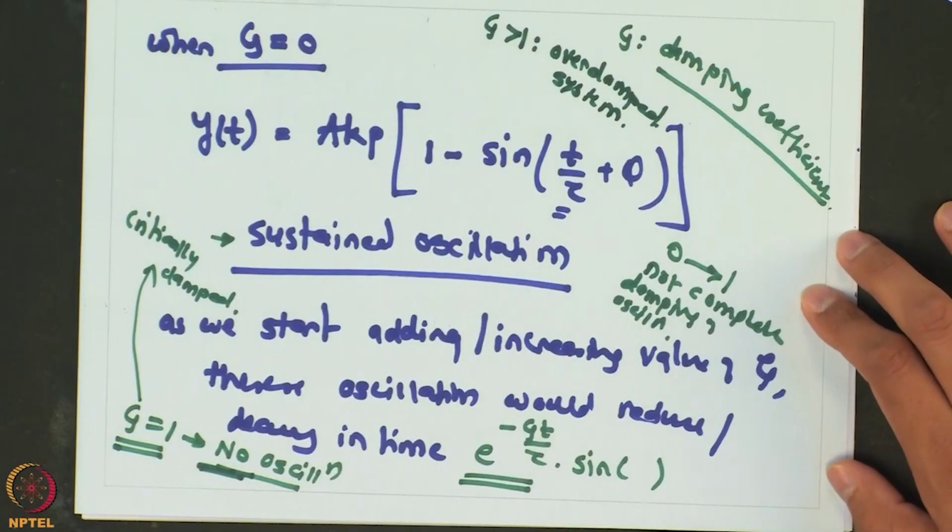So that is the genesis of the name damping coefficient, and also the classification of second order systems based on the value of this damping coefficient. If the value is between 0 and 1, we call it an underdamped system. When the value is equal to 1, we call it a critically damped system, and when the value is greater than 1, we call it an overdamped system.